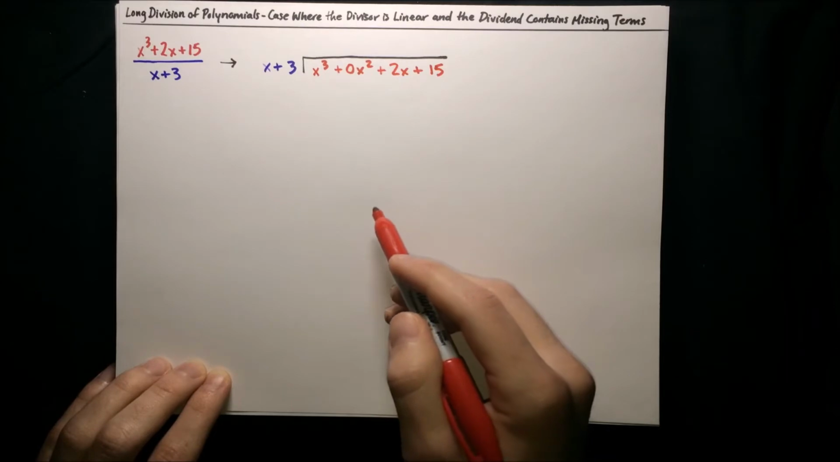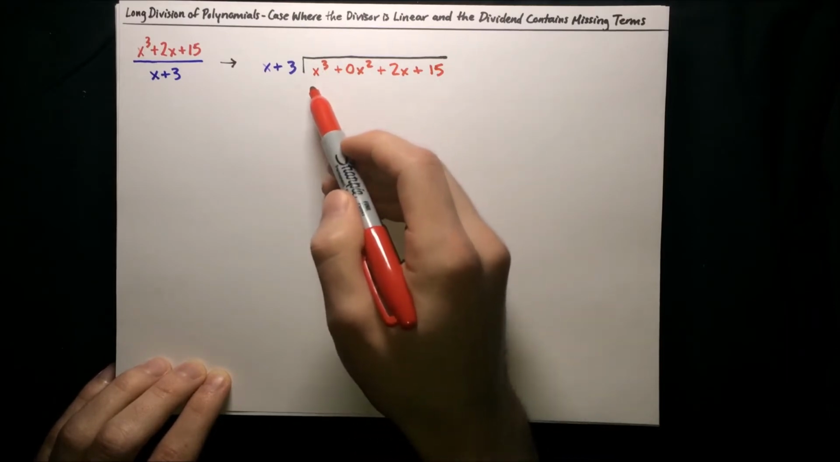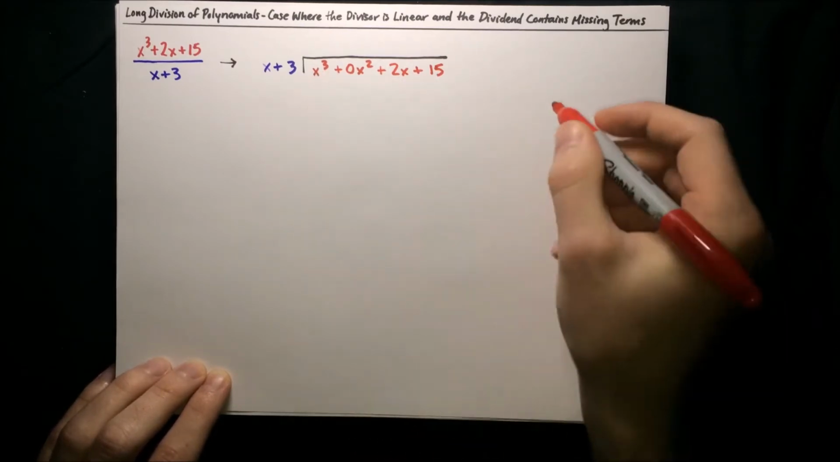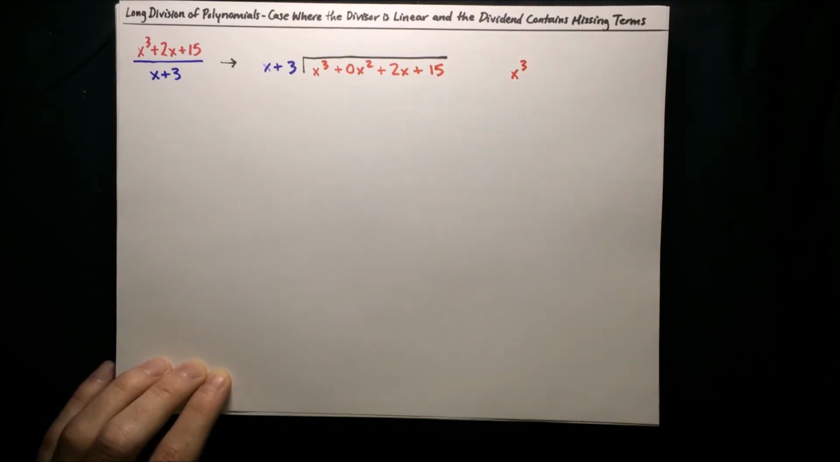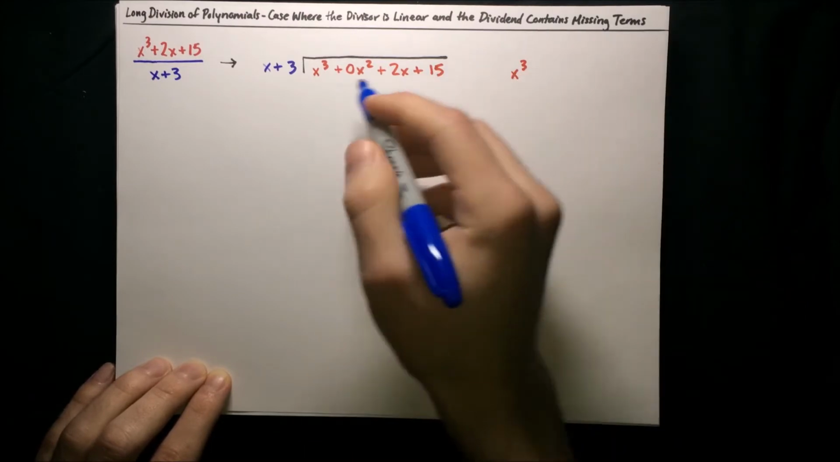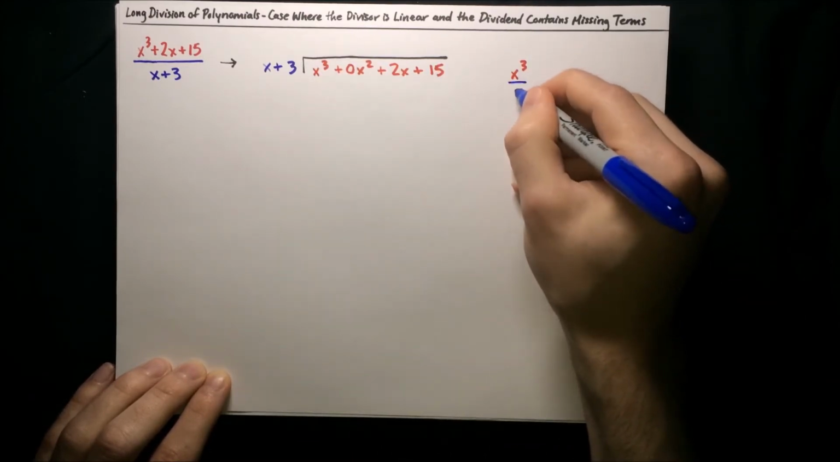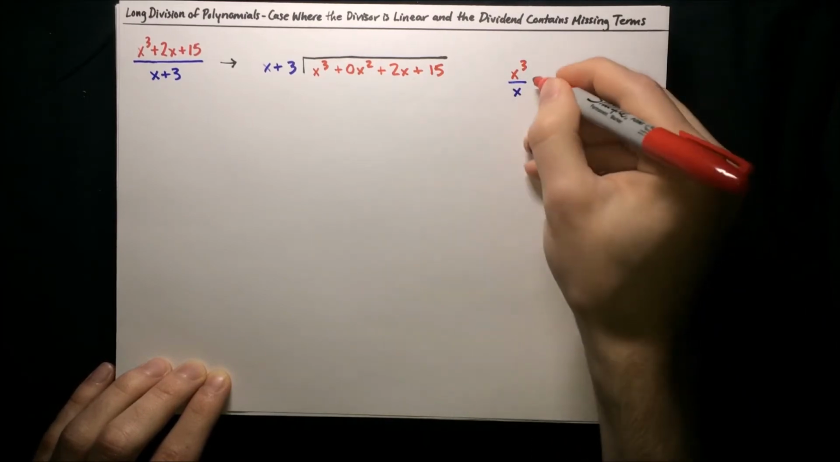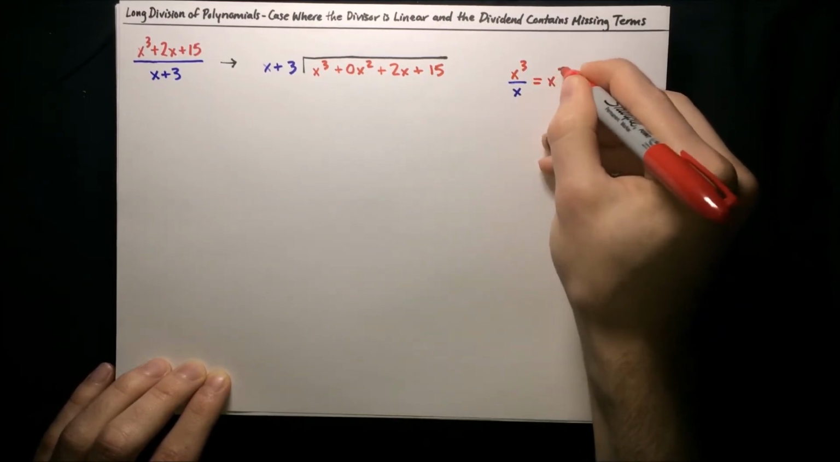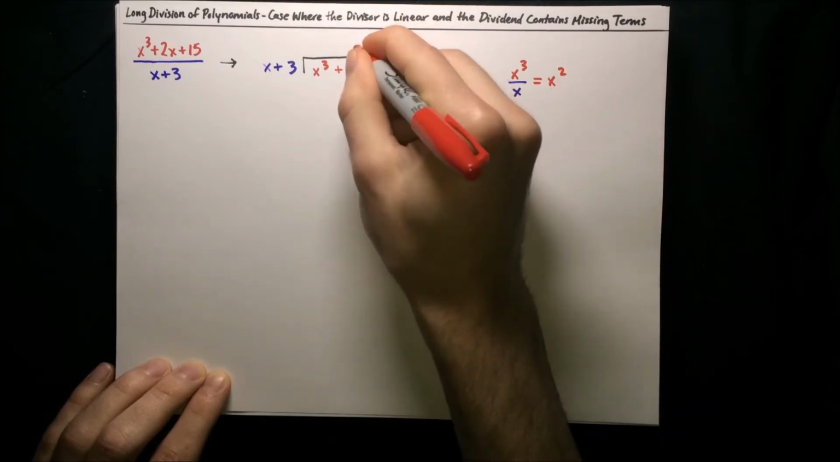So to start off, we're going to take the highest degree term in the dividend, that's x to the third, and we need to divide that by the highest degree term in the divisor, which is just our x. So x to the third divided by x, and that gives us a result of x squared. So that's going to be the first term in our quotient.